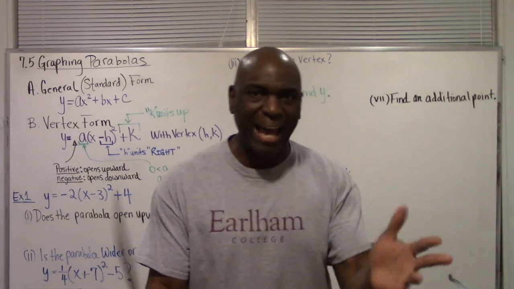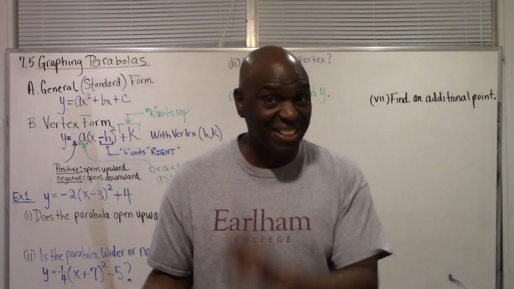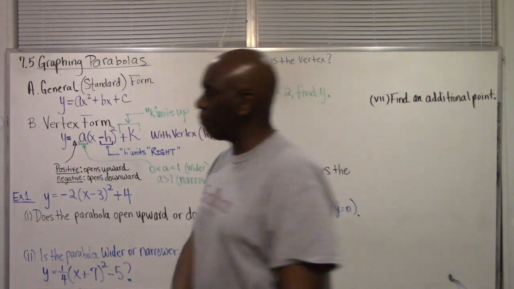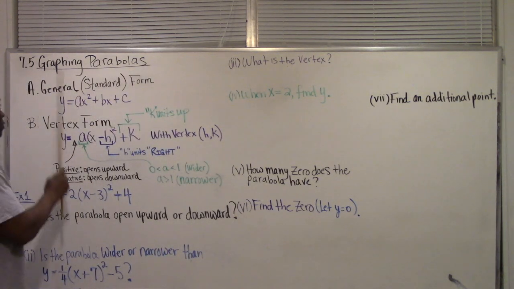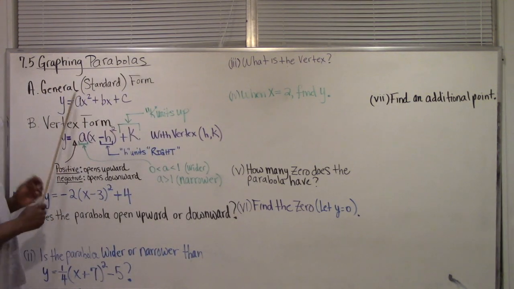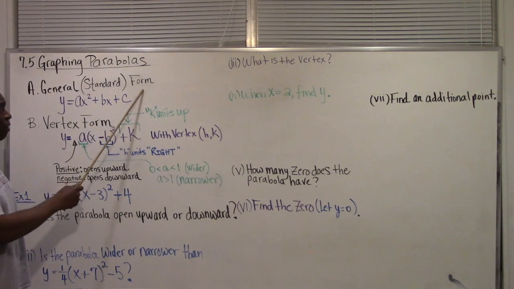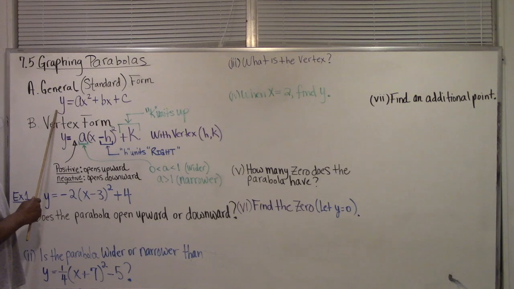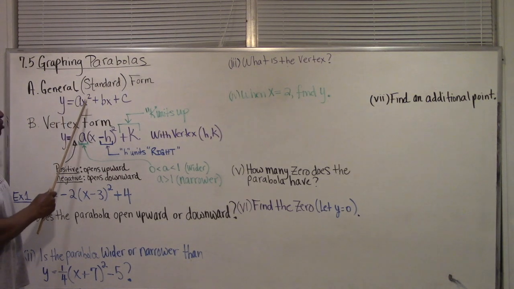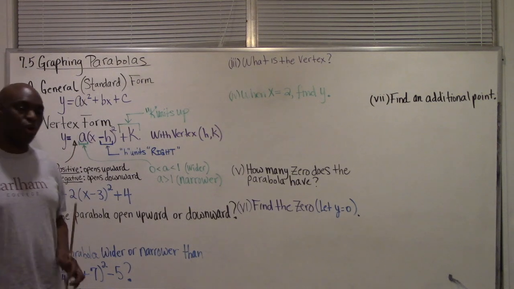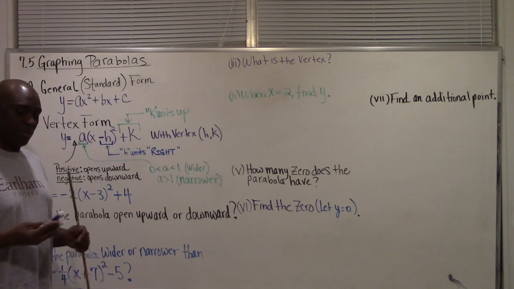Okay, I'm back. So let's get started. 7.5, graphing parabolas. Here we go. So we're talking about graphing parabolas. We have a general standard form of a parabola, and it is y equals ax squared plus bx plus c. That's the general form. And let me add something to this.